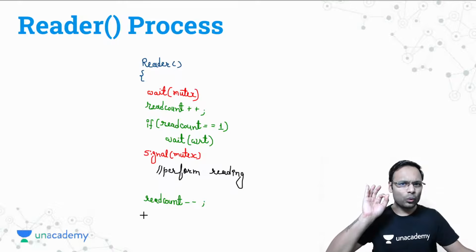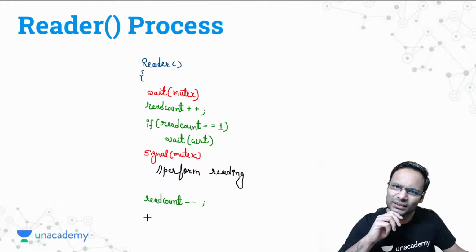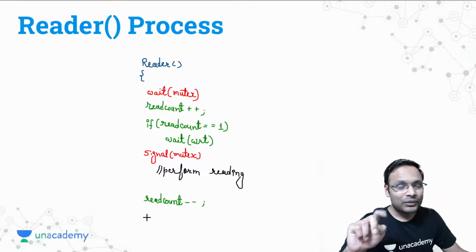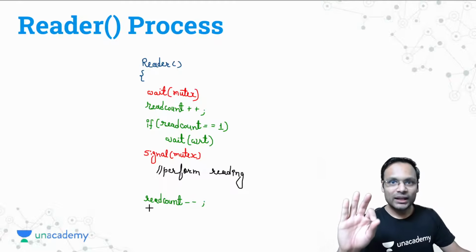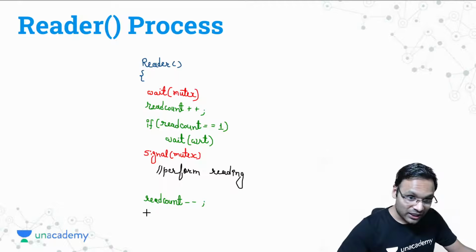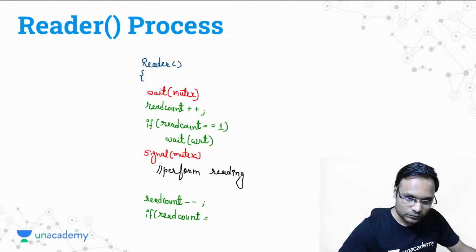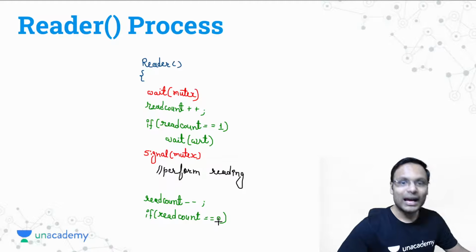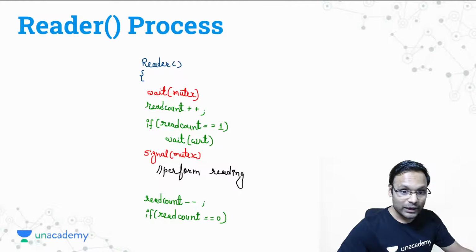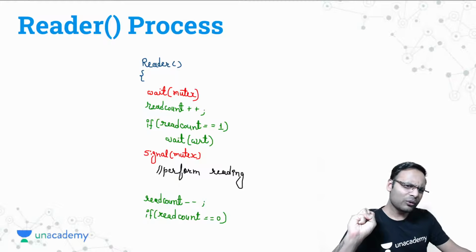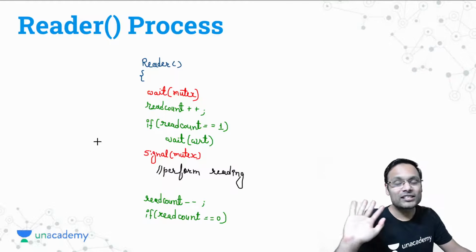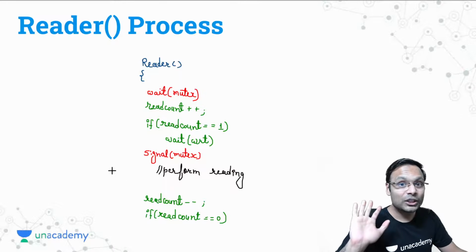to 0? What does it mean? Read count becomes 0 means no further readers remaining. So I will check here: if read count becomes 0, what happens? What will I have to do? I will have to unlock that WRT. Why will I have to unlock WRT? Because if all the readers have gone, then the writer can enter into writing.